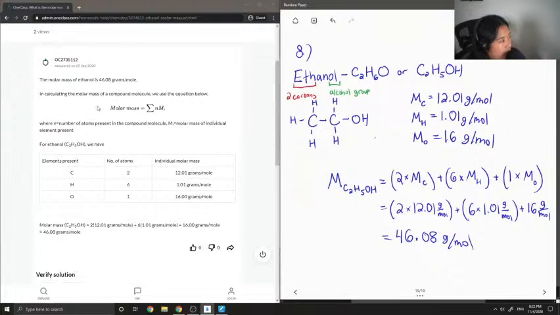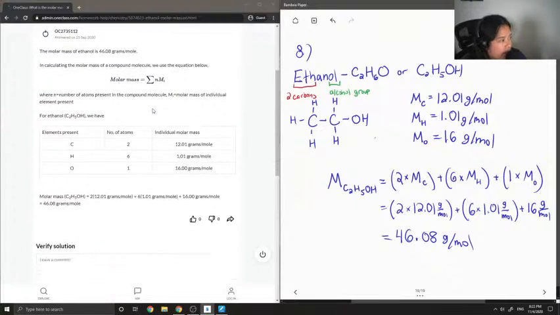In calculating the molar mass of a compound molecule, we use the equation below, where N is equal to the number of atoms present in the compound, Mi is equal to the molar mass of individual elements present. So you can see the molar mass is equal to the sum of N times M. Yeah, so that's an easy way of putting it as well, if you like to see it as a nice math expression.